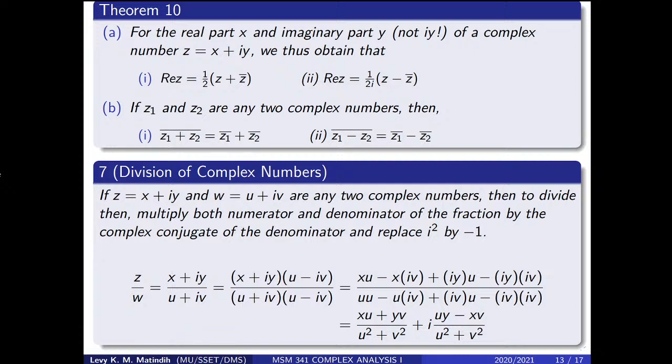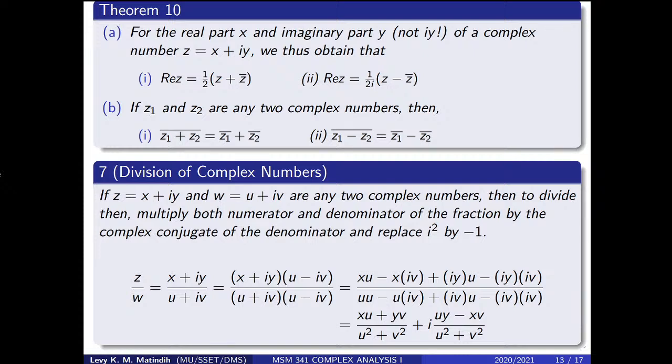These properties hold. The real part of z is equal to 1 over 2 times the sum of z and its complex conjugate. Half of the sum of z and its complex conjugate will give us the real part of z. Also, 1 over 2i multiplied by the difference of z and its complex conjugate, what you get is the real part of z as well.